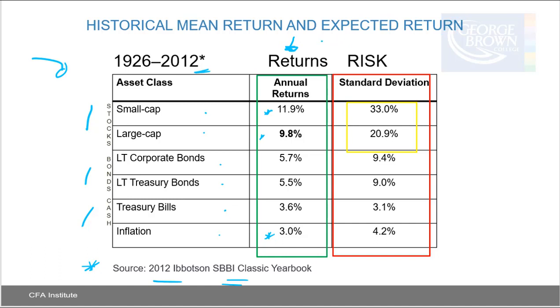But as we said, returns is only half the information. We need to look at the risk. So if you look here, the risk, measured by standard deviation: the higher the return, the higher the risk. Okay, so the standard deviation for small cap returns was 33%, the large cap returns 20.9%, and then the bonds, lower return, lower risk. So we often plot that graphically. On the y-axis we have return, and on the x-axis we've got standard deviation, and it's an upward sloping curve.